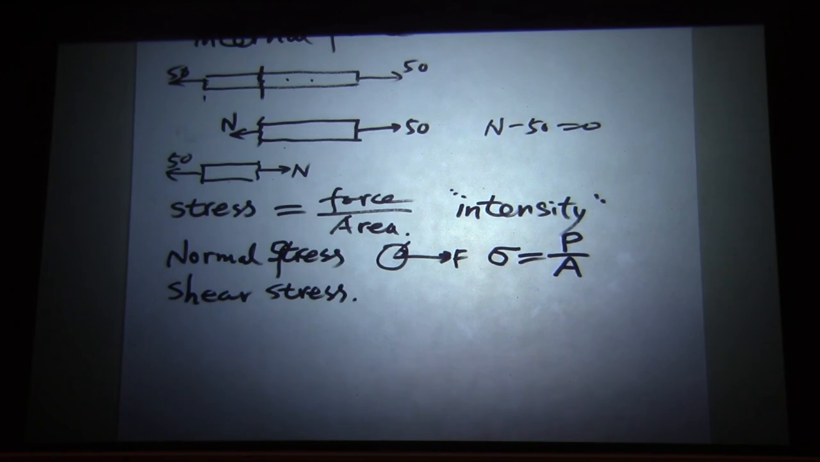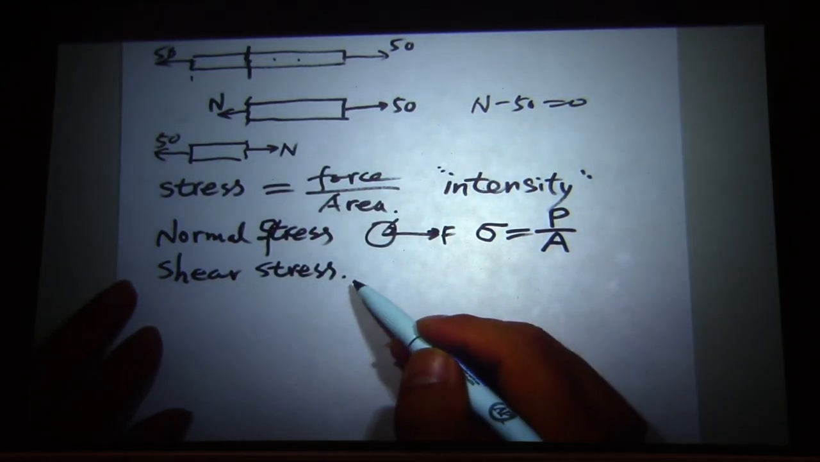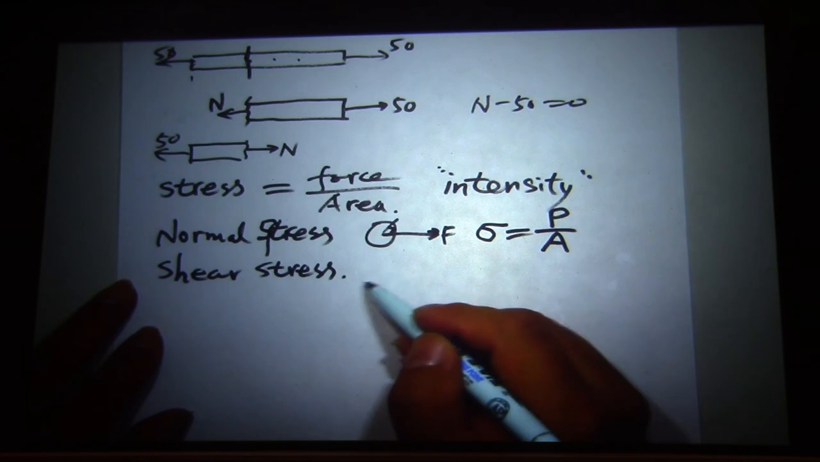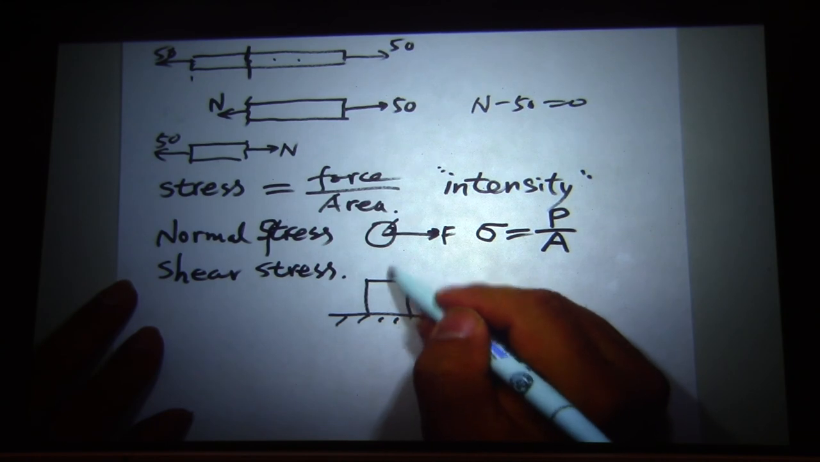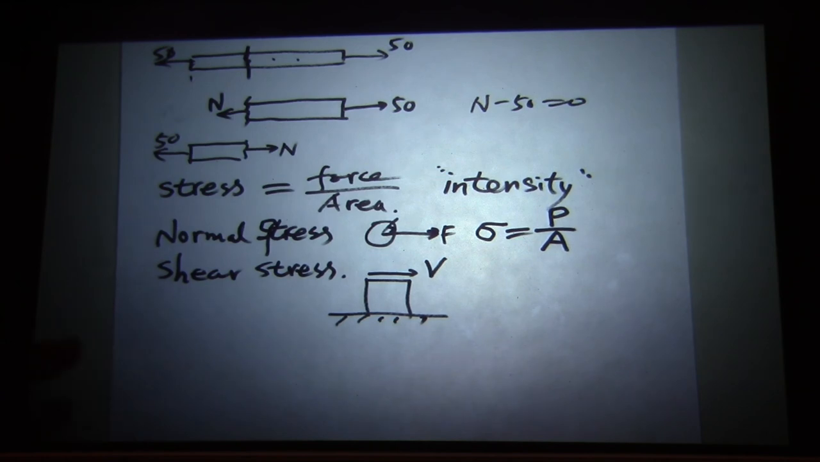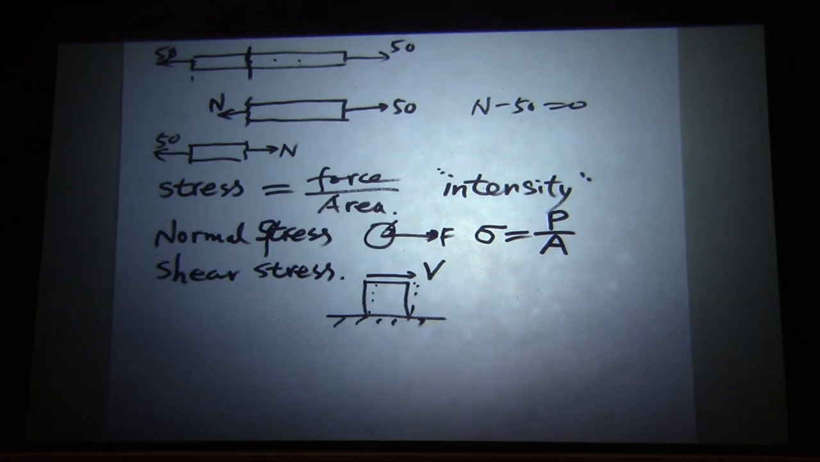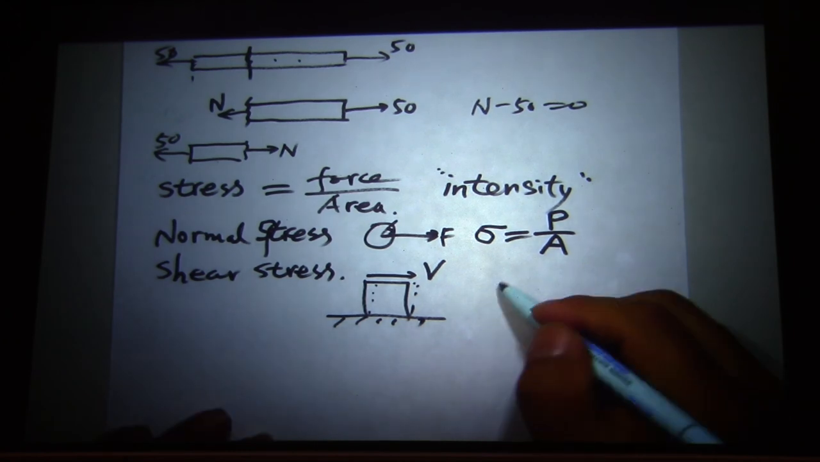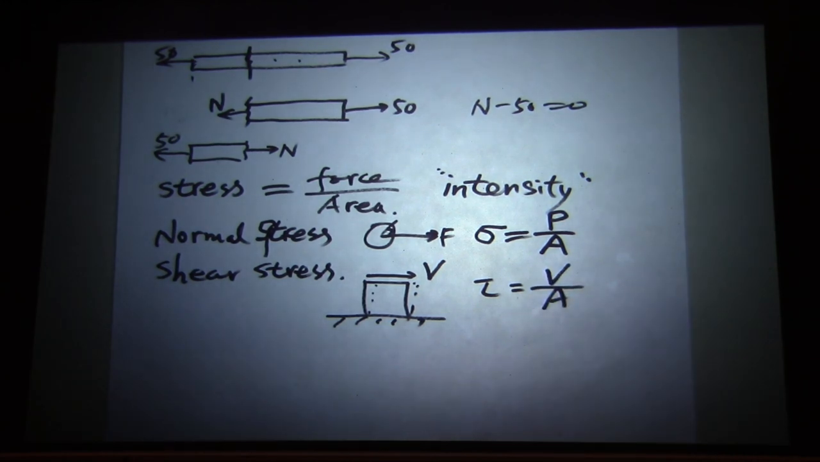Okay, what's shear stress? Shear stress, the basic definition is you have an object here. Okay, so the force is not perpendicular to the surface. The force is applying this way. Let's say a shear force V. And this force is parallel to the surface. We call it the shear force. And then that shear force divided by the area gives you the shear stress.